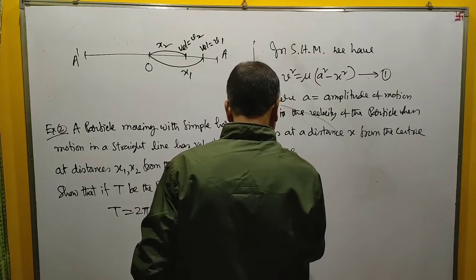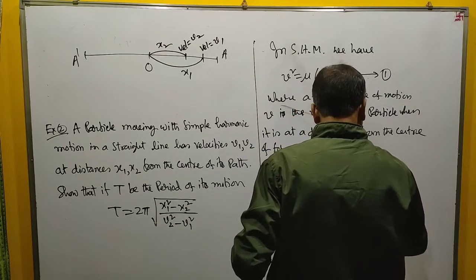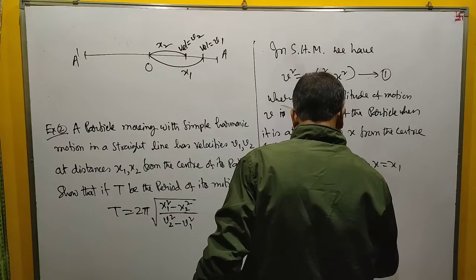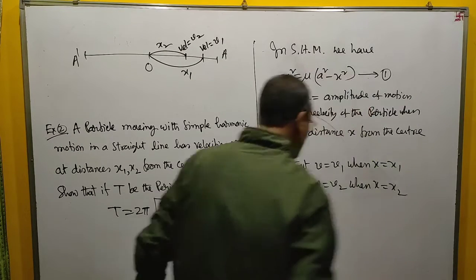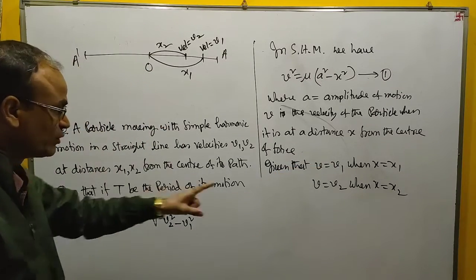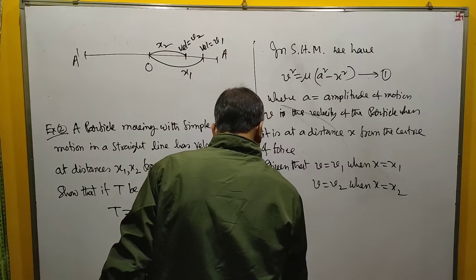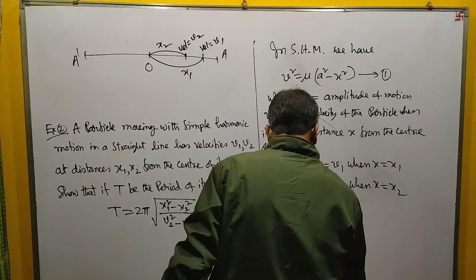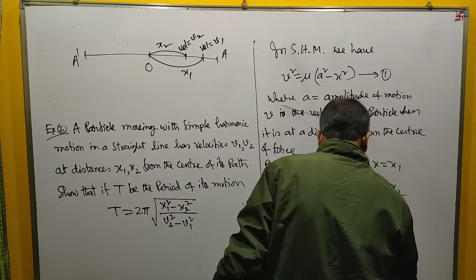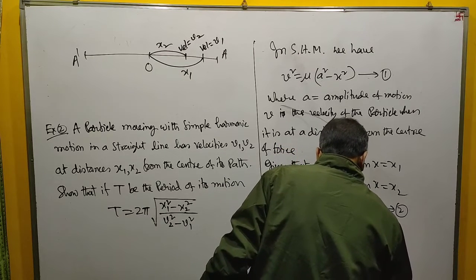Given that, you may write: v equal to v1 when x equal to x1, v equal to v2 when x equal to x2. These two conditions are given. Therefore, from one we get v1 square equal to mu into a square minus x1 square, number 2. v2 square equal to mu into a square minus x2 square, number 3.